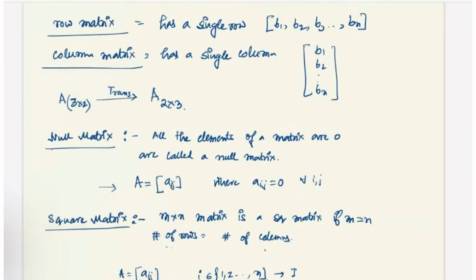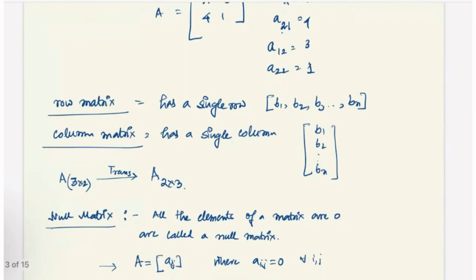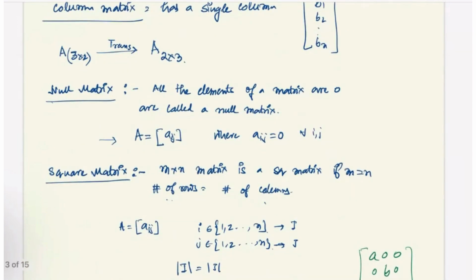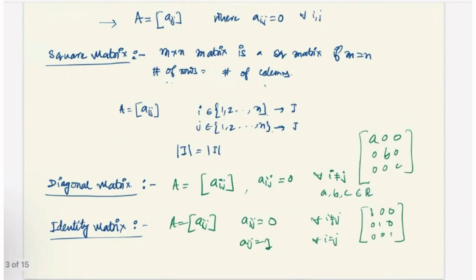And for different types of matrices, I have mentioned a few, like row and column matrices. These are basically very similar, a simple thing. A null matrix means all the elements are zero. A square matrix means your dimension is m equals n, the number of rows equals the number of columns. And for a diagonal matrix, all the non-diagonal elements are zero. So what are the diagonal elements?